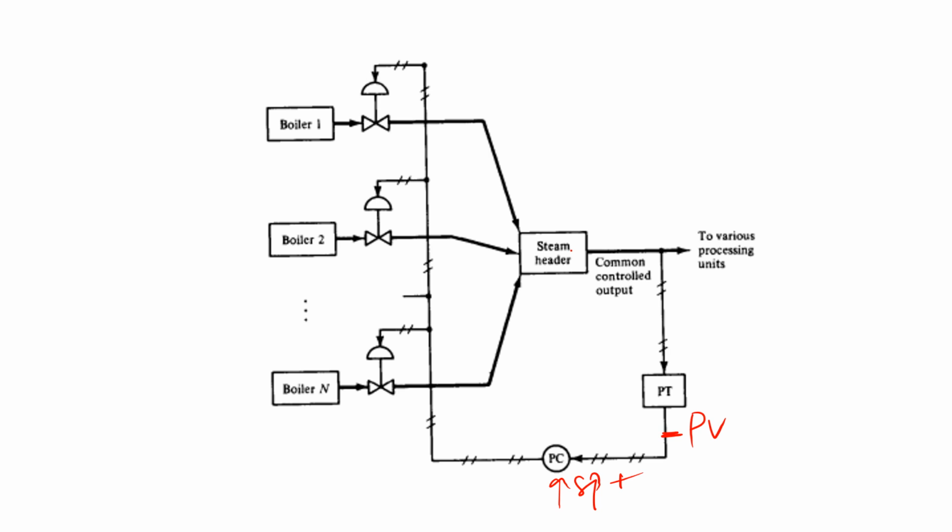Then that algorithm produces some control output. Then that output is split. So you can see that particular output is given to various boilers. A portion is given to the control valve, then the control valve will control the flow rate. So this is how it works. One measurement, but you have more than one manipulated variable.